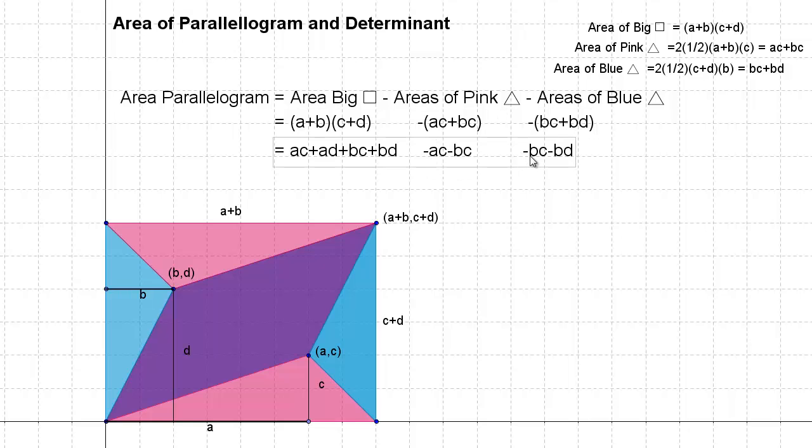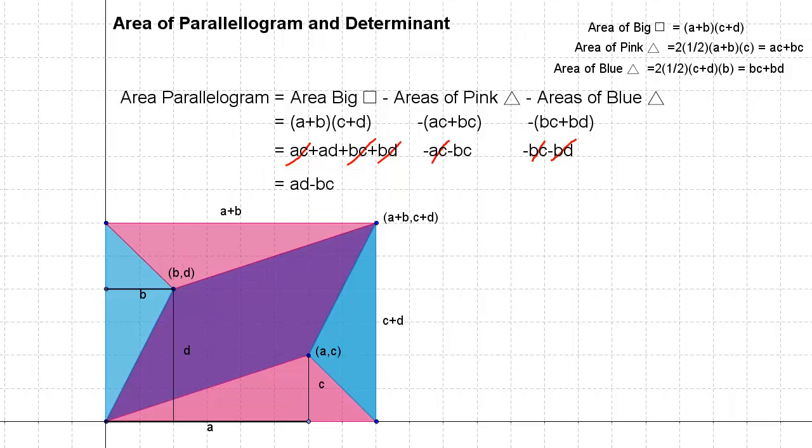We have minus AC minus BC, minus BD minus BC minus BD. And some terms are going to cancel out here. The terms that cancel out are the AC minus AC, the BC minus BC, and the BD minus BD. Well, what does that leave us with? It leaves us with A times D minus B times C, which interestingly enough is the determinant formed by these 2 points if we put them into a matrix.